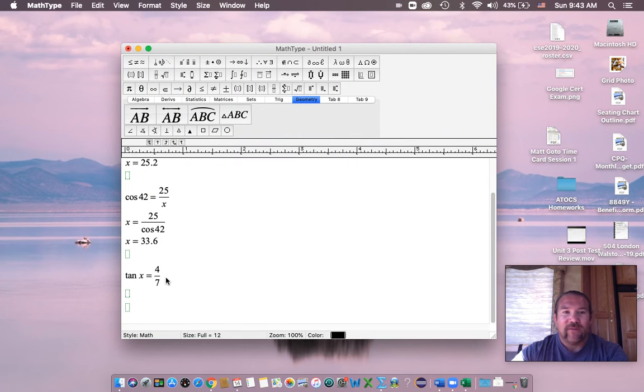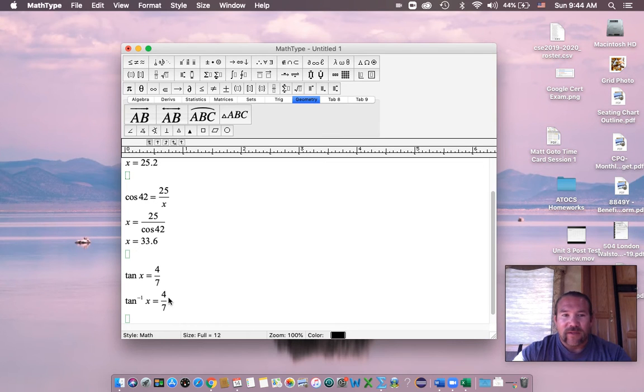So tangent x equals 4 divided by 7. Well, x is already kind of by itself. All right. So technically what this means now is the inverse tangent of x. So inverse tangent, it looks something like this: tangent -1 x equals 4 divided by 7. Okay, so that's all we have. So you don't really have to do any rearranging of the fraction in a problem like this.